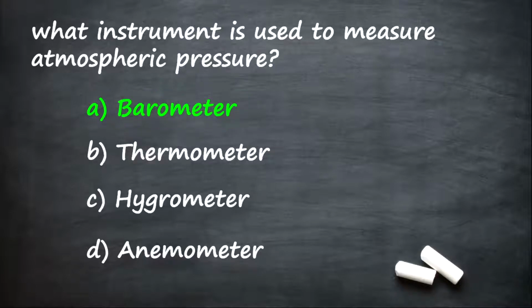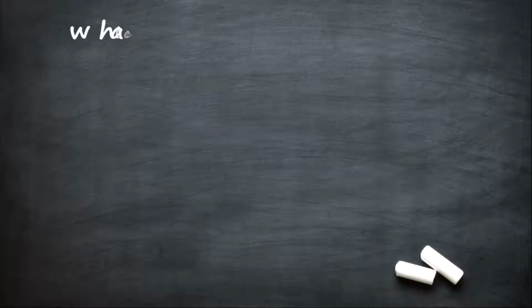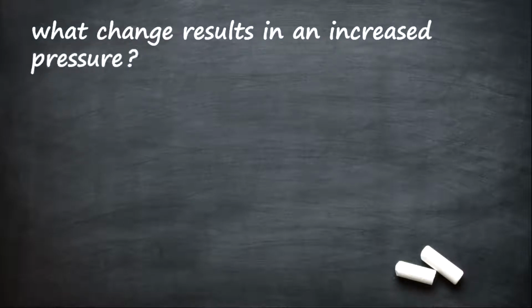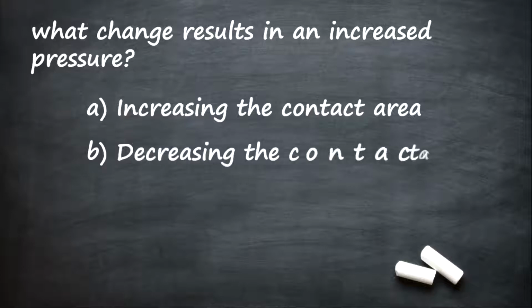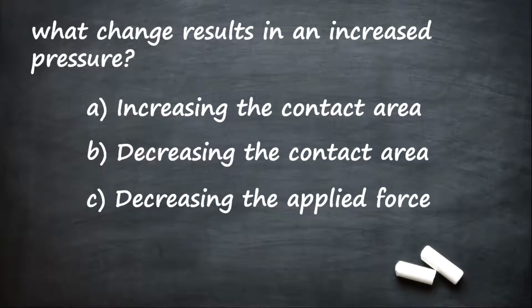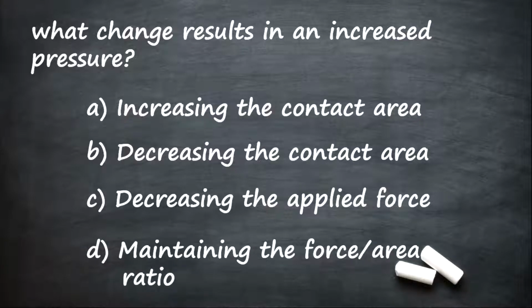Now our next question. What change results in an increased pressure? Is it A, increasing the contact area? Is it B, decreasing the contact area? Or is it C, decreasing the applied force? Or is it D, maintaining the force per area ratio? And the answer here is definitely B, decreasing the contact area.